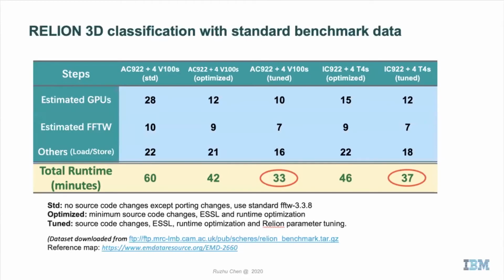Before we go further into the tuning, I have some updates about the performance of the Relion 3D classification benchmark result. Here we are using Relion 3.1 on an AC92 with 4 V100 GPUs. If we are not tuning anything, it takes about 60 minutes on the system to finish.